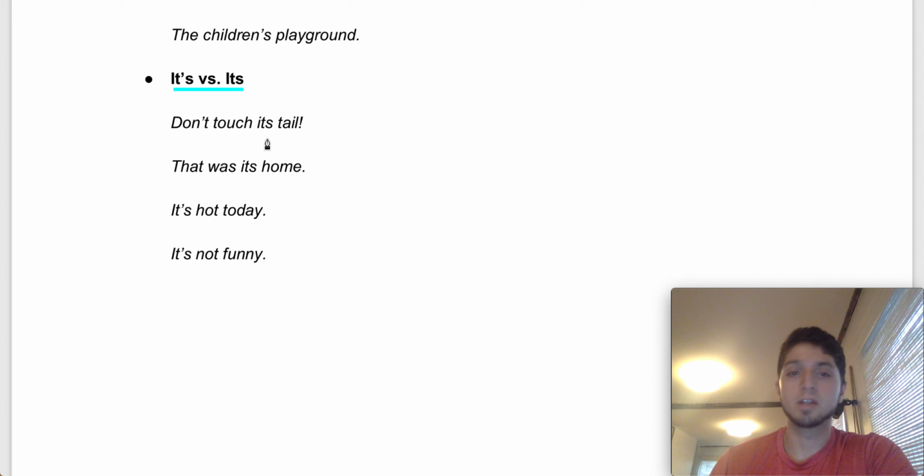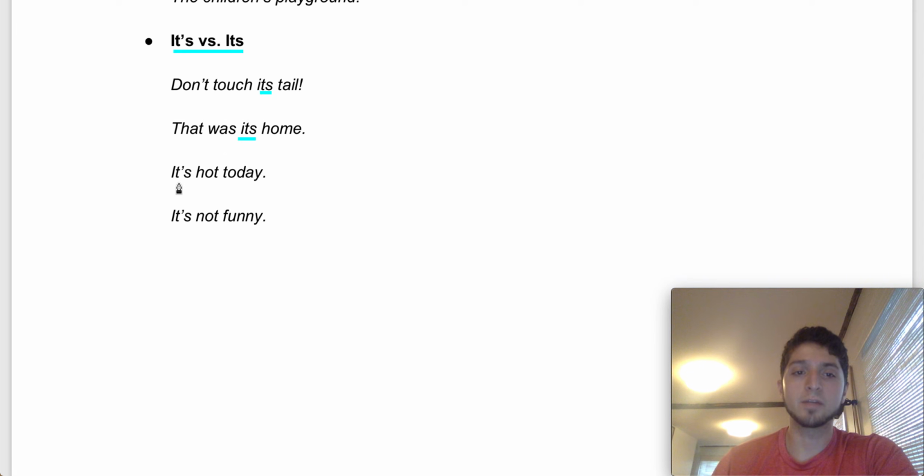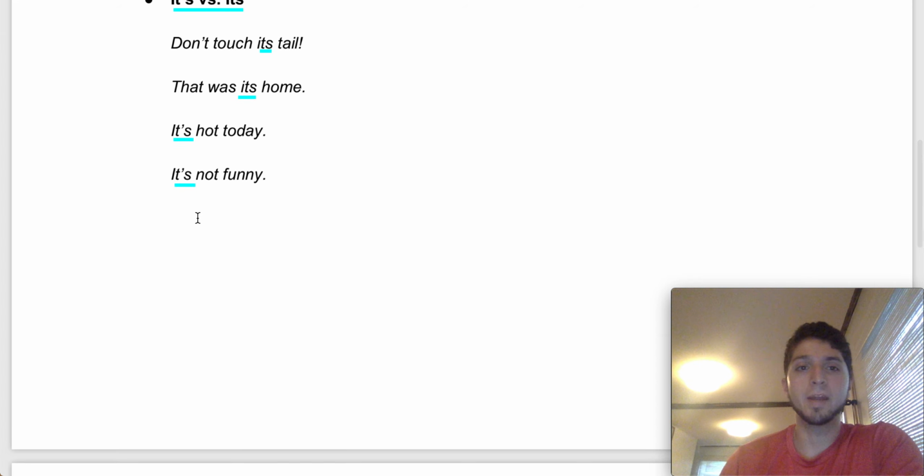So this would be "don't touch its tail," where its is possessive. "That was its home," where its is possessive. This is it apostrophe s, so this means "it is hot today," or "it is not funny." Anytime you see that apostrophe, just verbalize it as "it is," and that will help you to avoid making mistakes there.